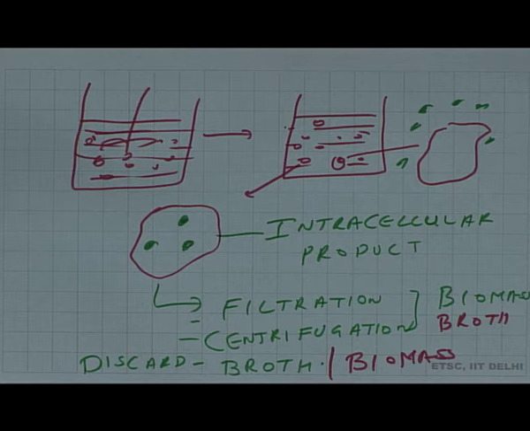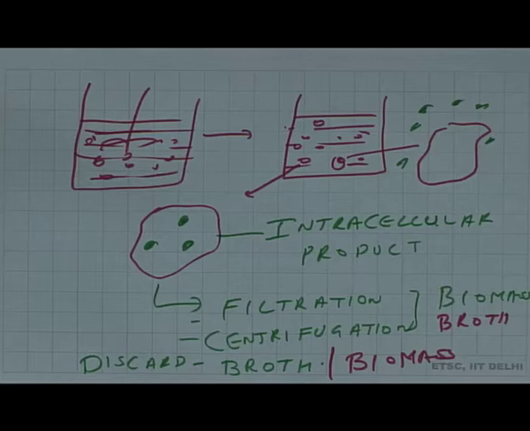If we are looking for recombinant protein, which is typically an intracellular product, then you collect the biomass. If you are looking for antibiotics, which is your extracellular product, or siderophore, which is your extracellular product, then you collect the broth and discard the biomass, okay. And this can be done by filtration or centrifugation. Filtration is size dependent, while centrifugation is your density dependent.